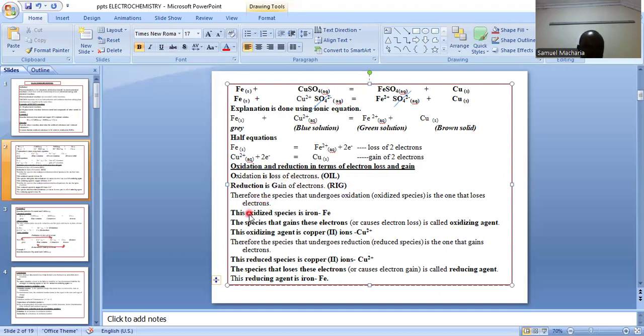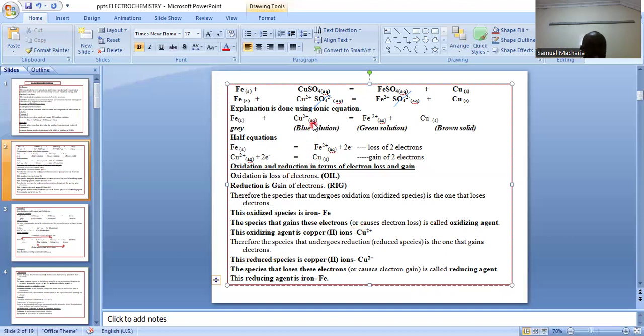Let's further our work. Now we say that iron is the oxidized species. When we look at iron being oxidized, it is oxidized by the copper because that is the other reactant that it reacts with. So copper 2 ion is the oxidizing agent. So now we can see that the species that gains electrons is the oxidizing agent. In this case, it is copper 2 positive ions, which is the oxidizing agent.